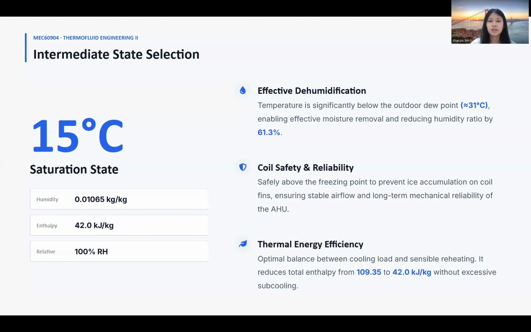Second, the selected temperature remains safely above the freezing point, which prevents ice formation on the cooling coil, ensuring stable airflow and reliable operation of the AHU. Third, the selected condition provides an effective balance between cooling performance and energy efficiency. The enthalpy decreases significantly from approximately 109 kilojoules per kilogram to 42 kilojoules per kilogram, meaning a large amount of thermal energy has been removed without excessive cooling. Therefore, this intermediate state is suitable for tropical HVAC applications.